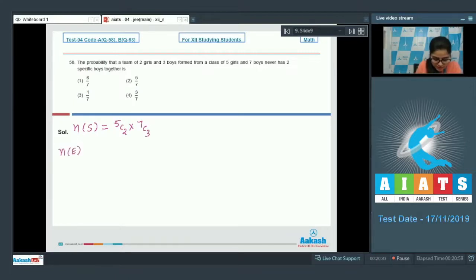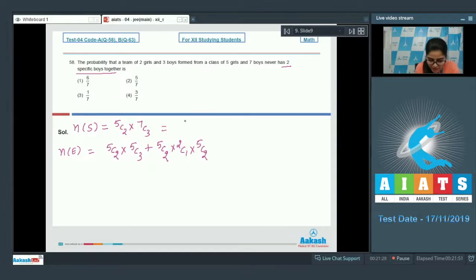Now for favorable ways, 2 specific boys never together. So just choose 2 girls out of 5, and don't choose the 2 specific boys together. So out of 5 boys we have to choose 3 boys, either 5C2, just take out of the 2 specific boys only 1 boy, so 2C1, and the remaining 2 boys out of 5 boys, so 5C2. This is your favorable ways.